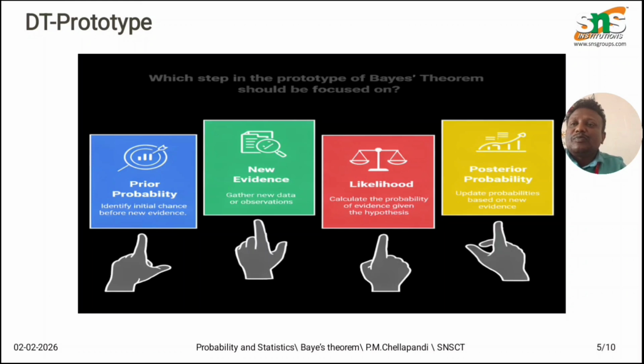Now let's come to the prototype. Here, to understand prior, likelihood and posterior, there are three important terms that we have to understand clearly. Prior probability: what we believe before seeing new evidence is called the prior probability. Then likelihood: how strongly the evidence supports the event, right? Next, posterior probability: the updated probability after considering the evidence. So Bayes theorem is basically a belief updating rule, right?